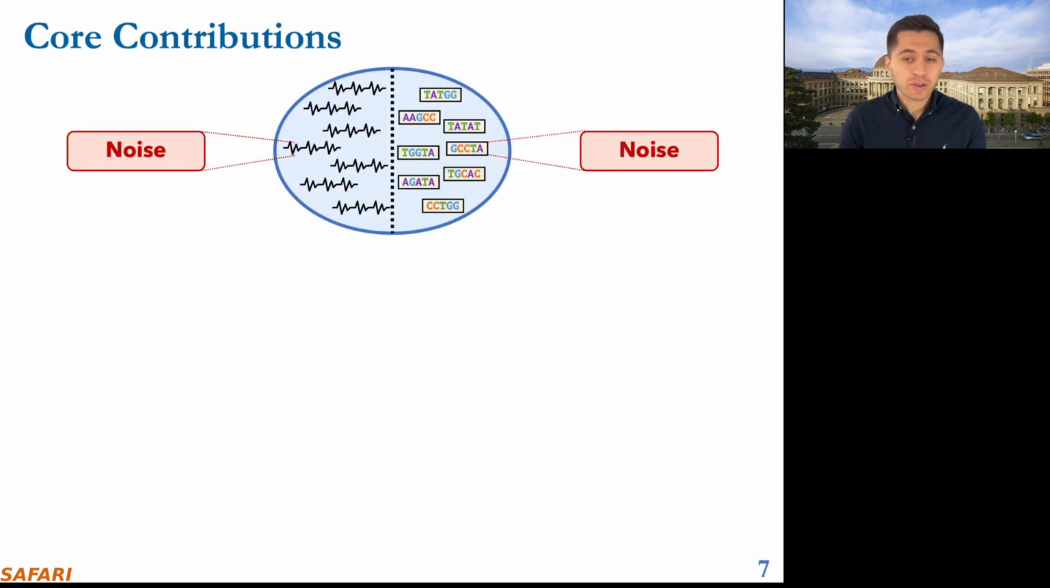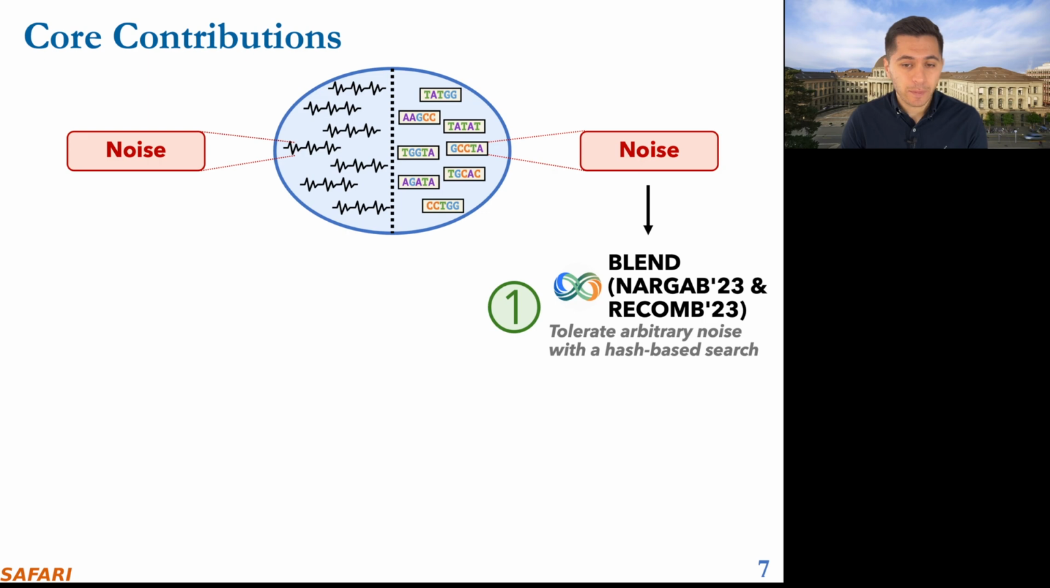Now I'll present the core contributions of this thesis in terms of the types of noise they address and the new applications they enable. Our first contribution, BLEND, addresses noise in the analysis of base called sequencing data by providing an effective hash-based search method for noise tolerance.